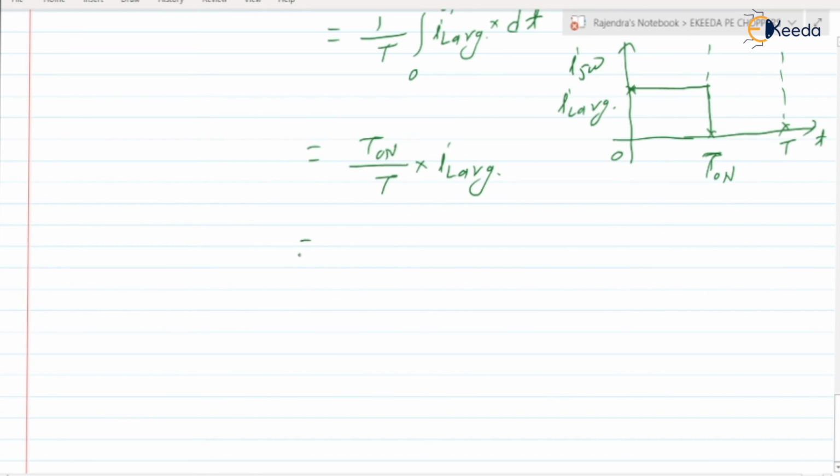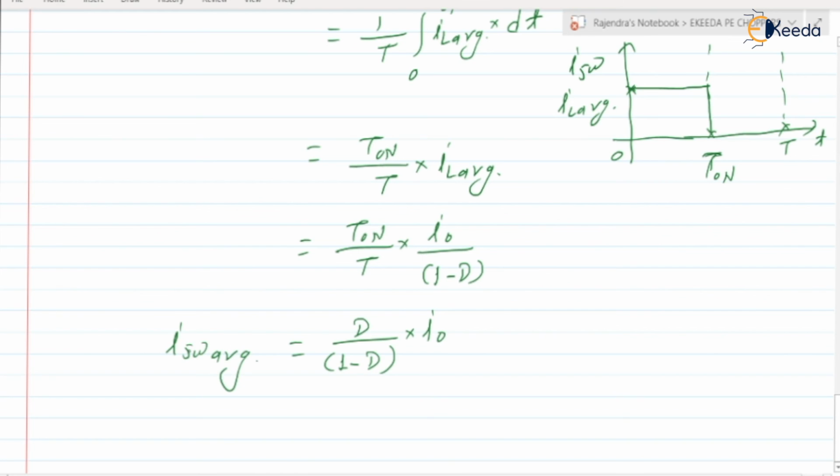What is IL average? IL average is equal to I0 upon 1 minus D. So we can write T on by T into I0 upon 1 minus D. This can be written as D upon 1 minus D into I0. This is the switch current average value, ISW average. Are you getting the point? I0 is a constant current, so we can replace it with a capital I0 also. This is the switch current average value.